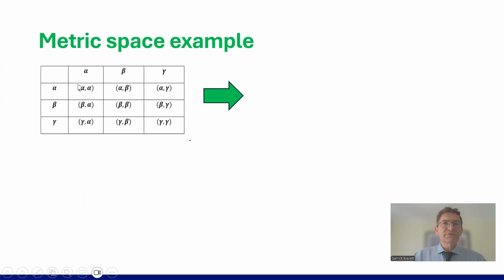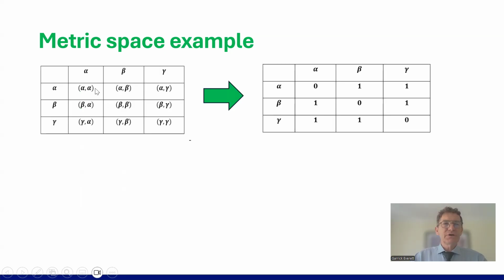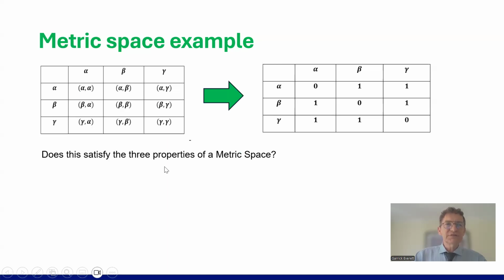Okay, so if we look at this transformation by saying if it's the same, it's a 0. If it's different, it's 1. So there's a length of 1 there. There's a length to itself. Going from itself to itself is obviously 0. The question you could be asked: does this satisfy the three properties of a metric space?